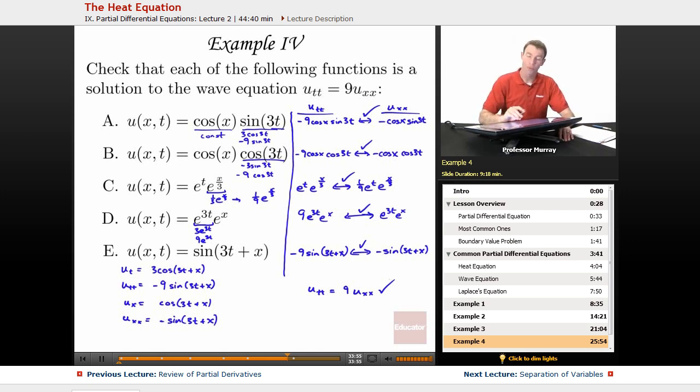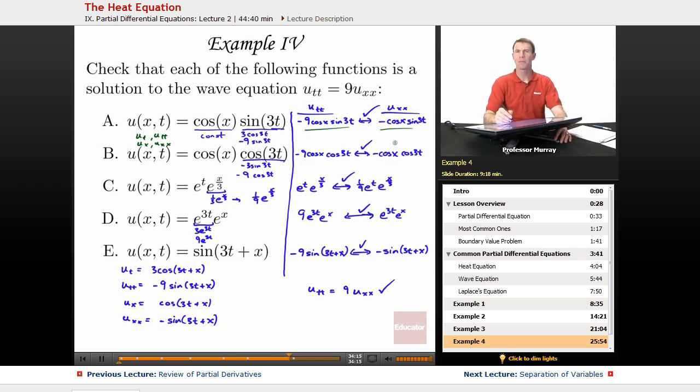So let me remind you how we did that. In each one of these functions, we worked out u sub t and u sub tt and u sub x and u sub xx. And then I just kind of listed what we got for each of those second partial derivatives over on the right here.